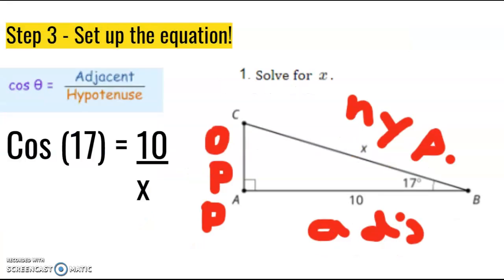Step 3. Set up the equation. Cosine 17, the angle measure, equals 10, adjacent, over x, hypotenuse. Make sure this order is correct based on our knowledge of SOHCAHTOA, adjacent over hypotenuse.